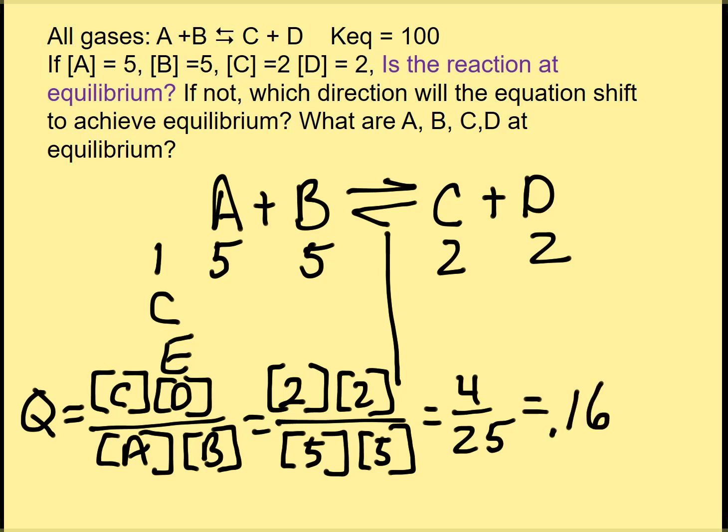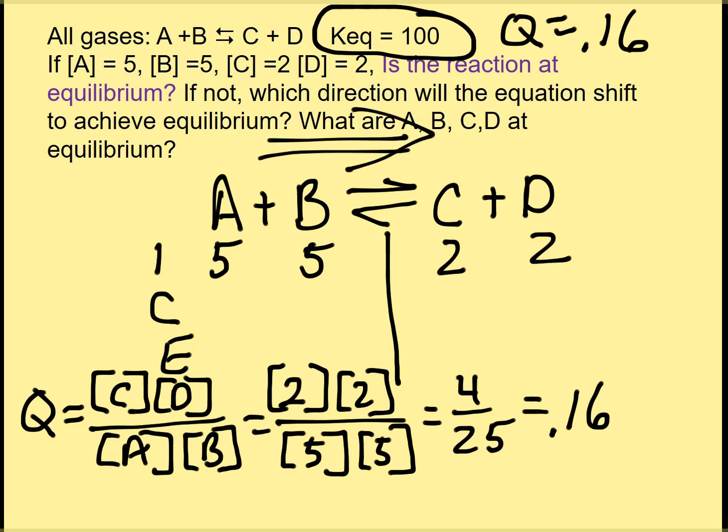So now we're going to compare to the equilibrium constant value, which we are given as 100. So because my Q is equal to 0.16, then I know that my Q is too small. And because my Q is too small, it is going to shift towards the product side. So now I know that these are going to disappear from this side and they're going to appear on this side. So I'll have a general shifting there.